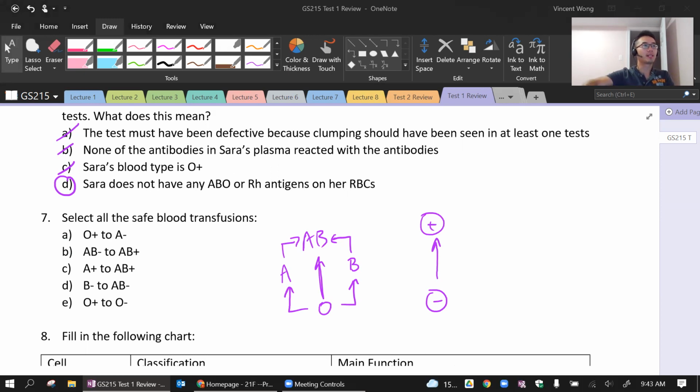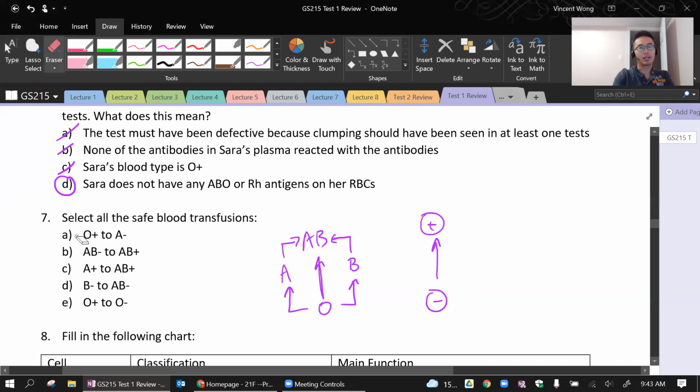Okay, so kind of all over the place here in terms of the choices. So let's see. O positive to A negative, that is not good, okay? Because only negative can be given to negative, right? Even though it's safe to do it once, we don't want to do it. It's not a good thing to sensitize people.